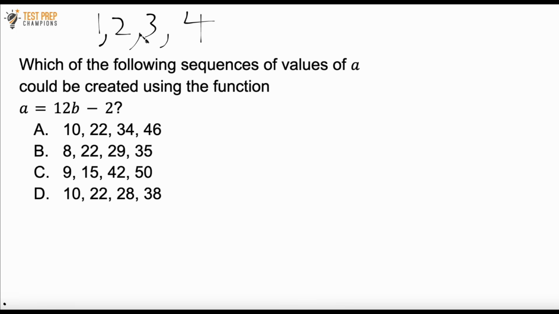So I'm going to start off here by testing different numbers for b. So I'm going to test 1, 2, 3, and 4 for b. So if you're not sure what I mean, let me show you. So I'm going to first start off by plugging in 1 for b. So I'll do 12 times 1 minus 2. So 12 times 1 is 12, minus 2 is 10. So when I plug 1 in for b, I see that a equals 10.